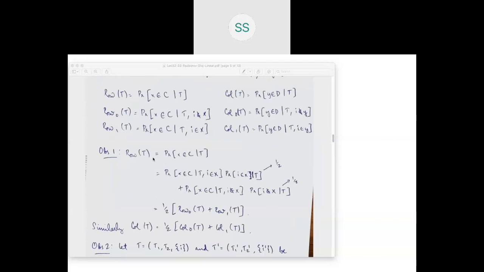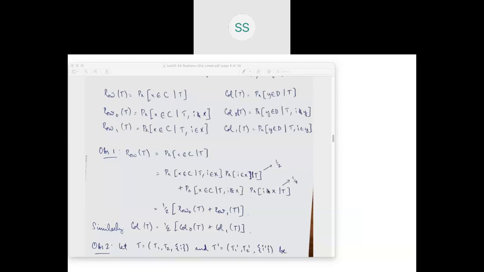What is row T? Row T is the probability that this. Now we can further condition it on I being in X and I not being in X. So the probability that X is in C given T and I being in X, multiplied with the probability that I is in X, plus the probability that X is in C given T and I is not in X, multiplied with the probability that I is not in X.